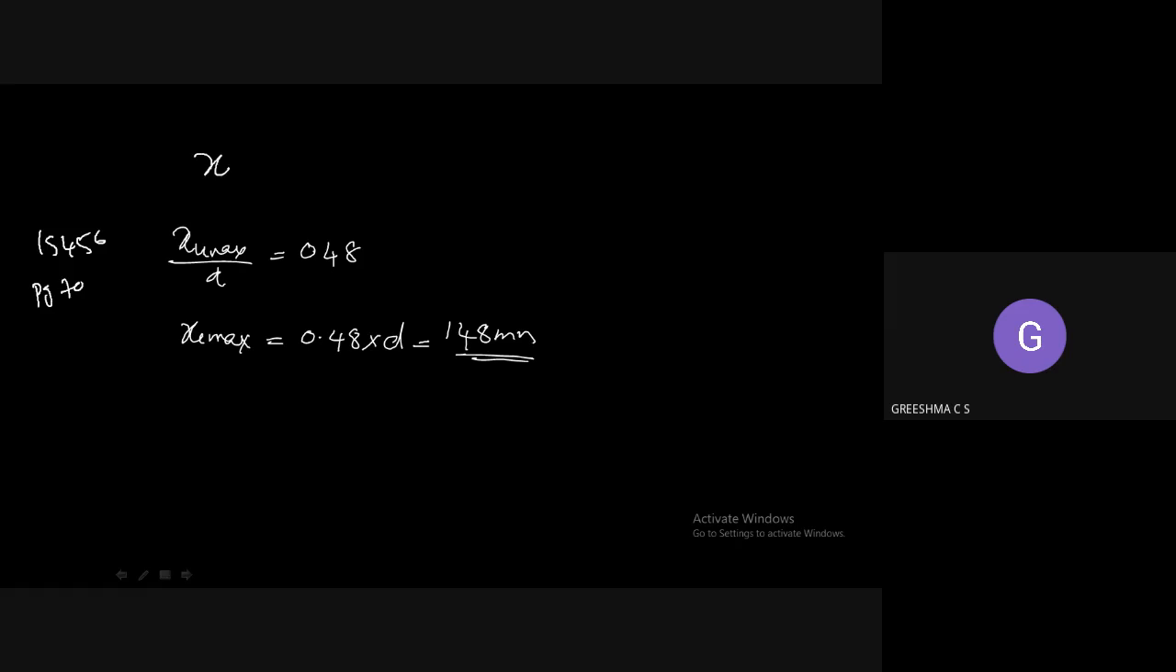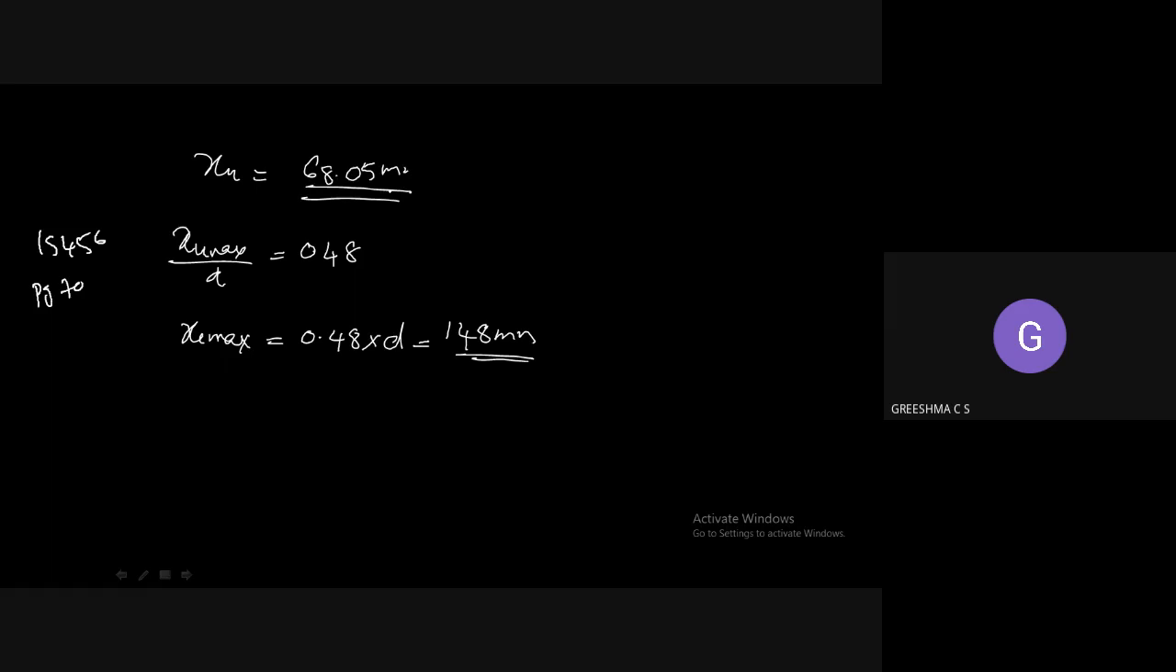Okay, so XU max by D as per the IS 456, page number 70, is 0.48. From here we can find out XU max. XU max is equal to 0.48 into D, so you will get it as 148. So we got the XU max value. Earlier, the XU value we got was 16.08 mm.